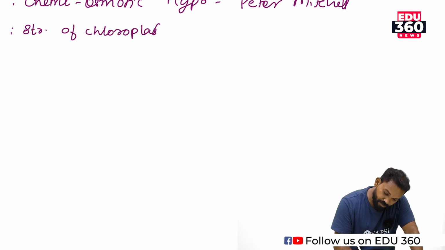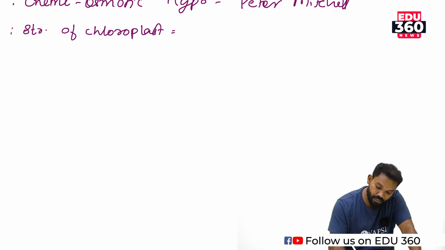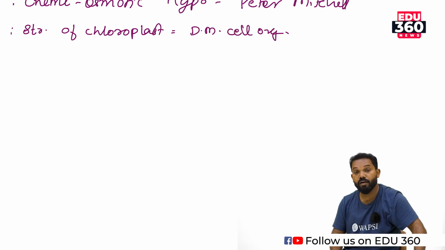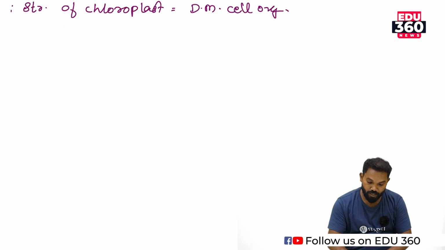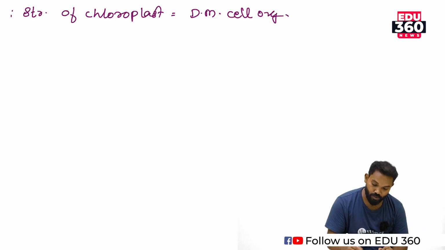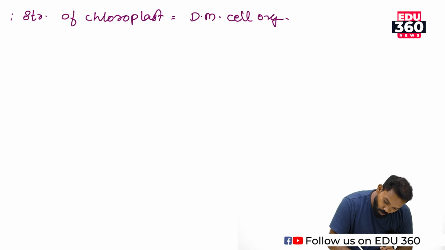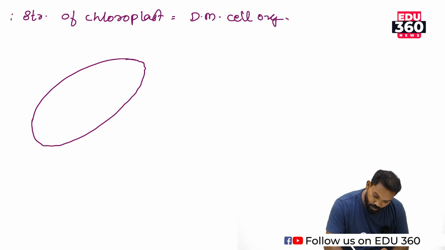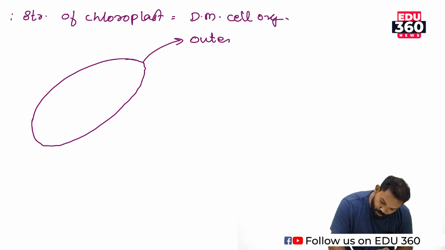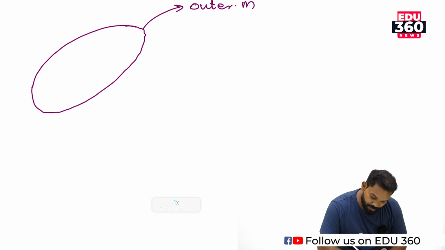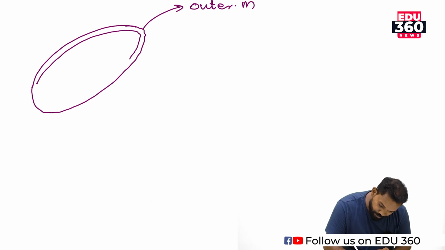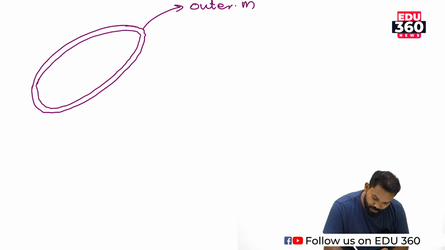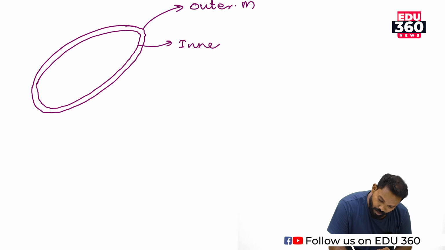Structure of chloroplast. We know the chloroplast is a double membrane bound cell organelle. That means it has an outer membrane. So if this one is a chloroplast, it has an outer membrane, and there is also an inner membrane.